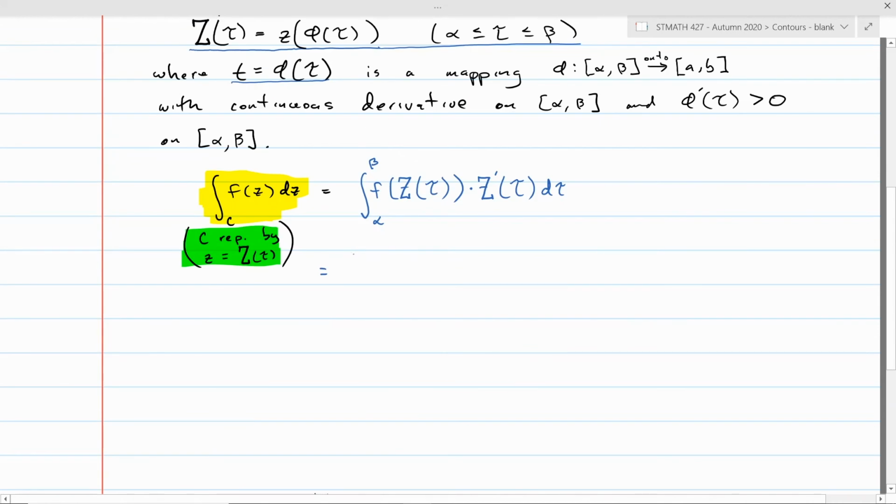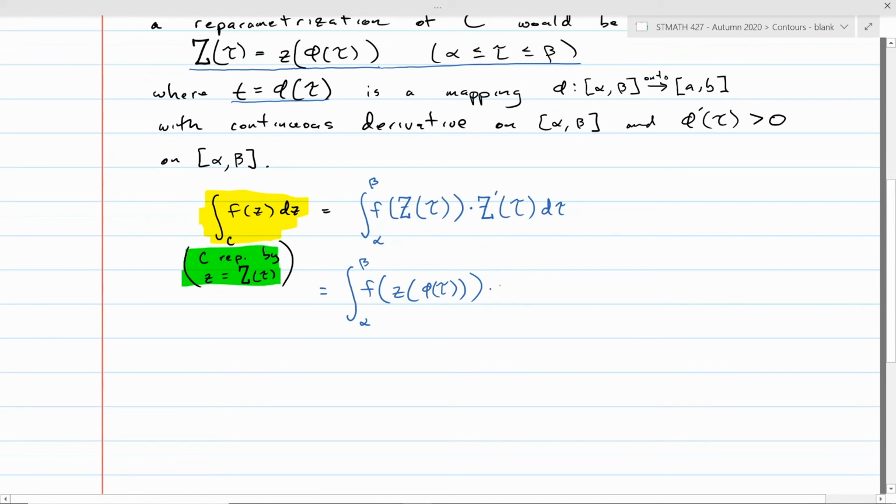So then next, we're just going to substitute what we know big Z is at the top there. So this is f of little z of phi of tau, and then for big Z prime, we'd have to use the chain rule that we talked about a little bit earlier. That becomes little z prime of phi of tau, multiplied times the derivative of the inside function, phi prime of tau. Then we get d tau there.